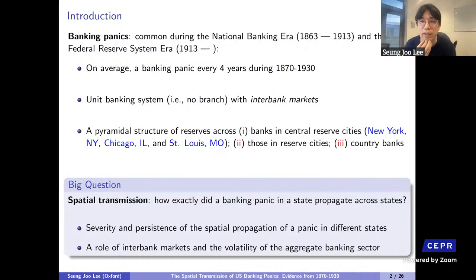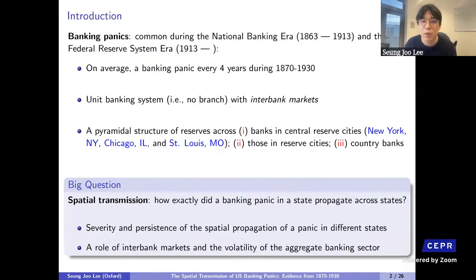So here's the question we ask in this project. We ask about the spatial transmission of a state-level banking panic. For example, how exactly did a banking panic in one state, like New York, propagate to a state like California? We are curious about the severity and persistence of this spatial propagation of a panic across different states in the United States. We also want to provide a conceptual, or theoretical, framework about why interbank markets could create this spatial transmission of a panic across state borders.